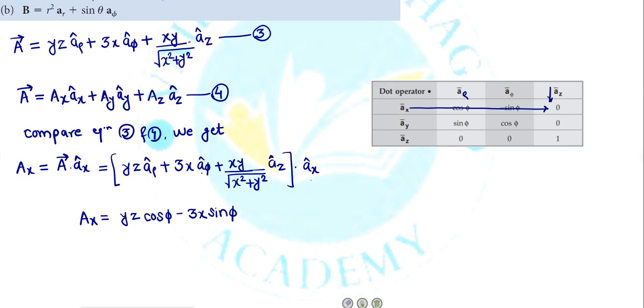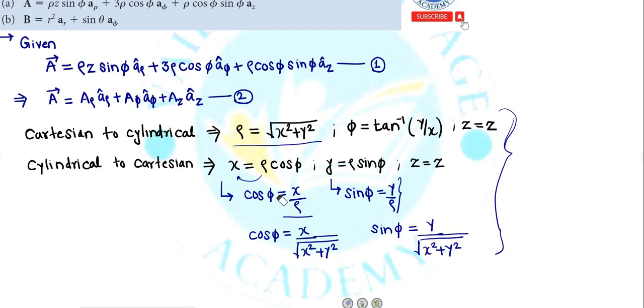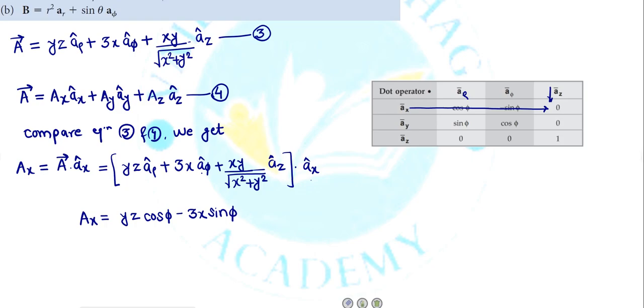So if you are going to refer to the previous slide, we are going to put the value of that cos phi as well as sin phi. So cos phi is what we have, x upon square root of x square plus y square, and that sin phi, what value we have for that sin phi, that is y upon square root of x square plus y square. So we are going to put those values in this equation over here.